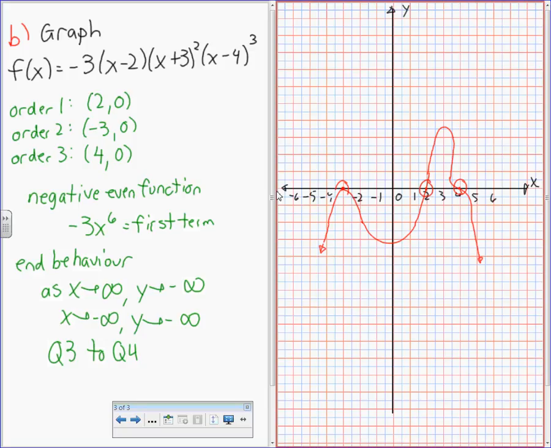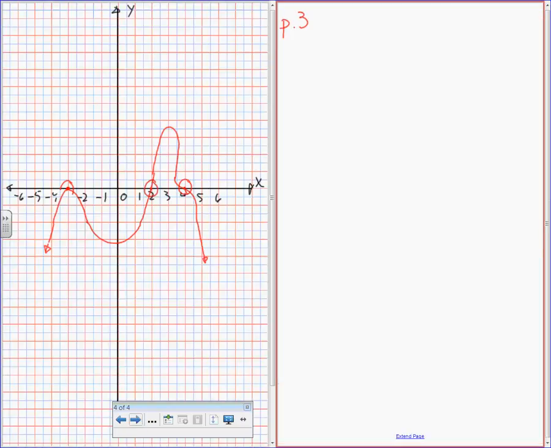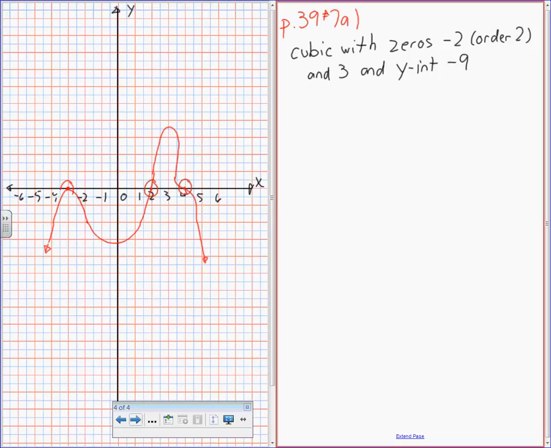Okay, so this is page 39, number 7. All right, so this one, you have to go all the way back to grade 10 to solve this question, okay? 7a says, we want to find an equation and sketch a graph, okay? So we're going to have a cubic with zeros at. We're going to make an equation and sketch a graph. We'll sketch the graph first, then we'll make the equation.